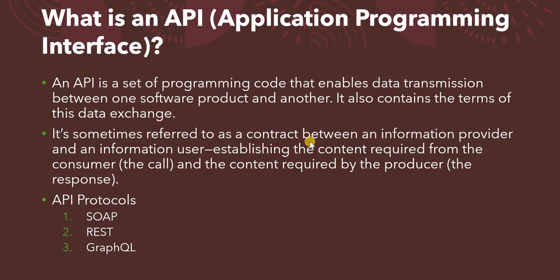It's sometimes referred to as a contract between an information provider and an information user, establishing the content required from the consumer and the content required by the producer. There are multiple types of APIs like the SOAP API, REST API, and recently introduced GraphQL. In ServiceNow, mostly we are using REST APIs because those are the best practices. If you want to dig deeper into what is an API, please go ahead and Google that and you will find lots of information, and there would be like 1 hour of videos on just what is an API. For this video, I think this is sufficient information.